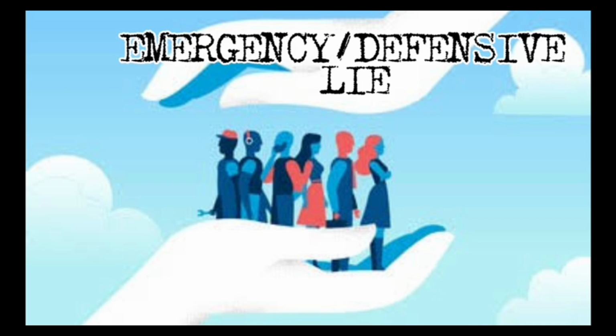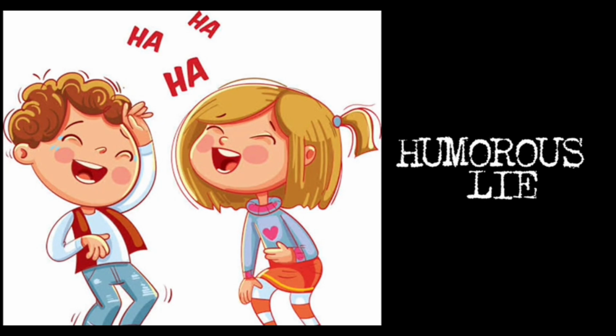So next is the emergency lie or the defensive lie. It is used when the truth may not be told because of the harm that would come of it. So the purpose of this lie is to save or protect others to avoid danger or a harmful event caused to him.